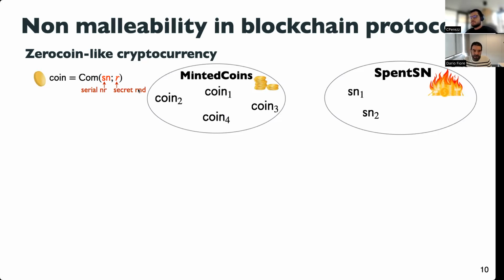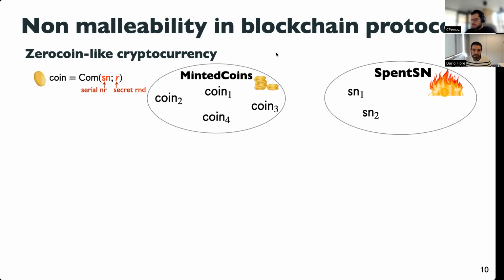So there is essentially a coin. What we call a coin is actually a commitment to a serial number with some randomness R. So the coin is the commitment. And if you own a coin, it means that you know this serial number and this secret R.